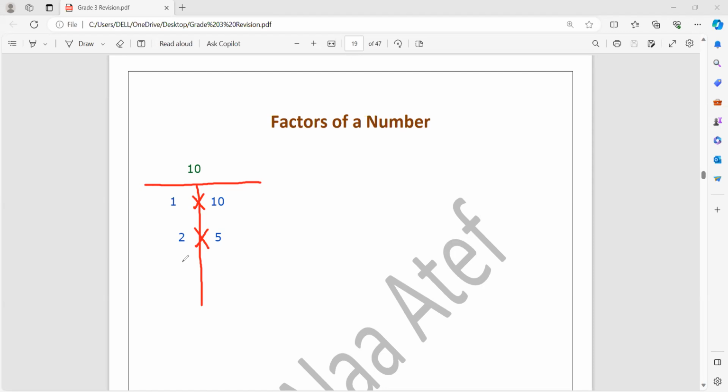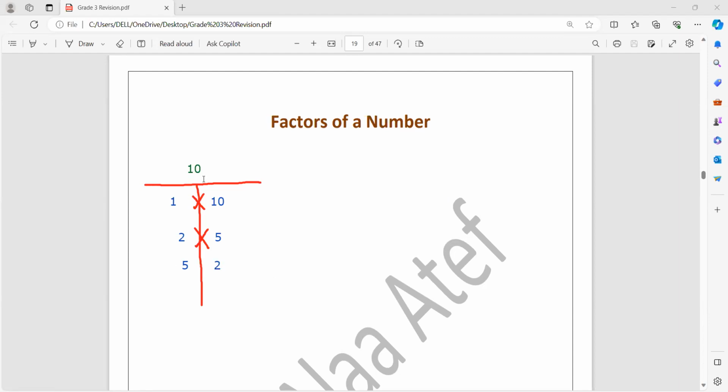Do you have in timetable 3? 3, 6, 9, 12, 15. No, I can't find 10. So there is no 10 in timetable 3. In timetable 4, we have 4, 8, 12. So there is no 10. What about timetable 5? Yes, we have 5 times 2.